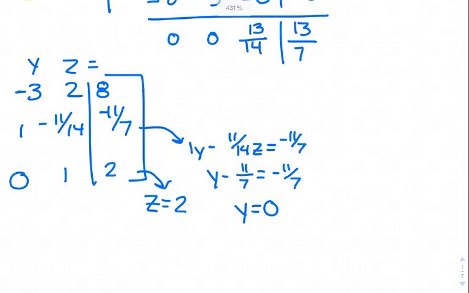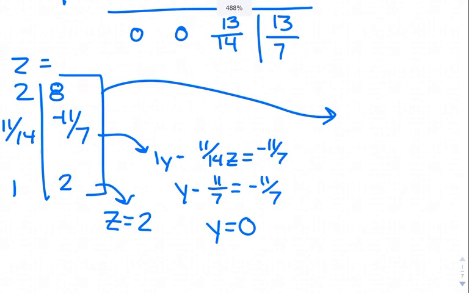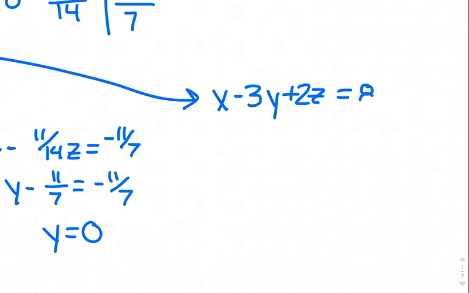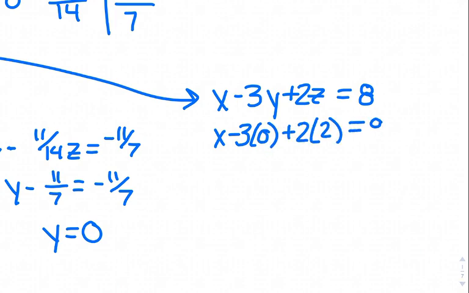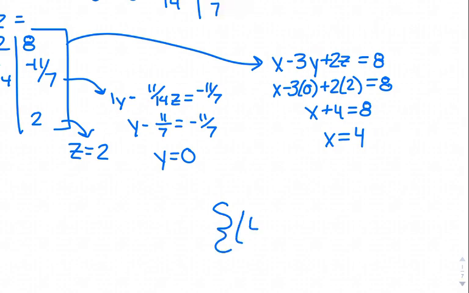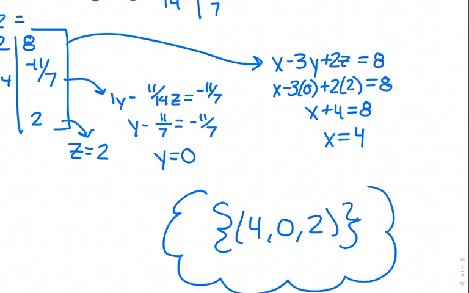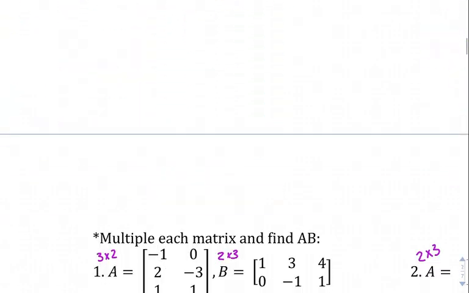And then lastly, we have to solve for x. We take this first equation and it says 1x minus 3y plus 2z equals 8. So I plug in 0 for y and 2 for z. I get x plus 4 equals 8, which means x is 4. So my solution is 4, 0, 2. I would try number 2 using the matrices way, or if you're not good at solving with elimination, do it that way, but make sure you know how to do it both ways.